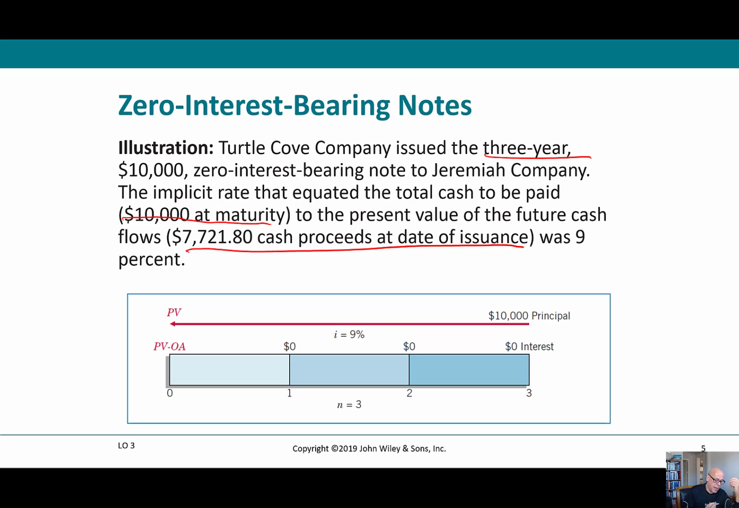Okay. So what would we do here? Well, I like to do it this way because it helps me keep track of exactly what I'm doing. What they're telling me is I'm going to have to pay $10,000, and that $10,000 was multiplied by some present value factor. When I took that $10,000, its present value, they gave me $7,721.80. That's what they handed me. That's the same as telling me that's the present value of that $10,000 that you're going to have to pay me in 3 years.